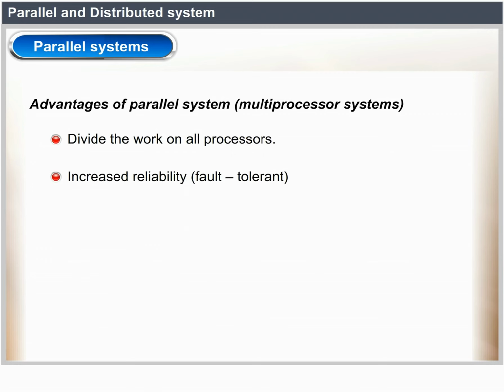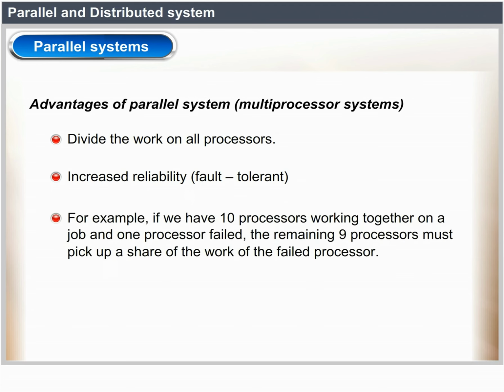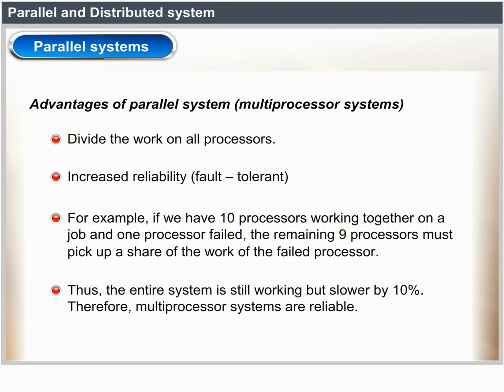For example, if we have 10 processes working together on a job and one processor failed, then the remaining 9 processes must pick up a share of the work of the failed processor. Thus, the entire system is still working but slower by 10%. Therefore, multiprocessor systems are reliable.